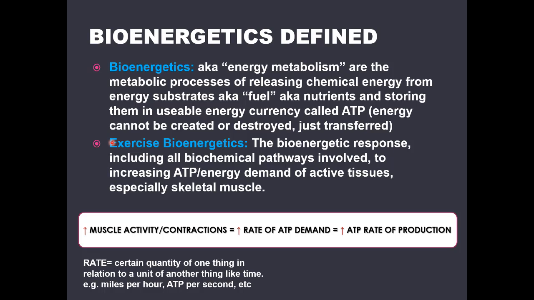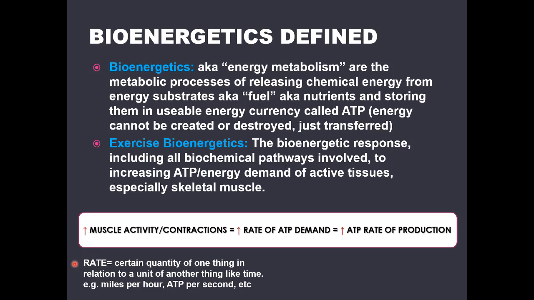Now remember, energy is necessary to power the process of muscle contraction. So when you exercise, there will be an increase in energy and therefore ATP demand. Now, as we said in the previous slide, when ATP demand goes up, the bioenergetic systems respond by providing that ATP. Now, more specifically, however, when muscle activity/contractions increase, like during exercise, the rate of ATP demand increases, meaning the muscle cells need energy and thus ATP at a faster rate. Remember, rate is a certain quantity of something in relation to a unit of another thing, such as time. So for example, ATP per second.